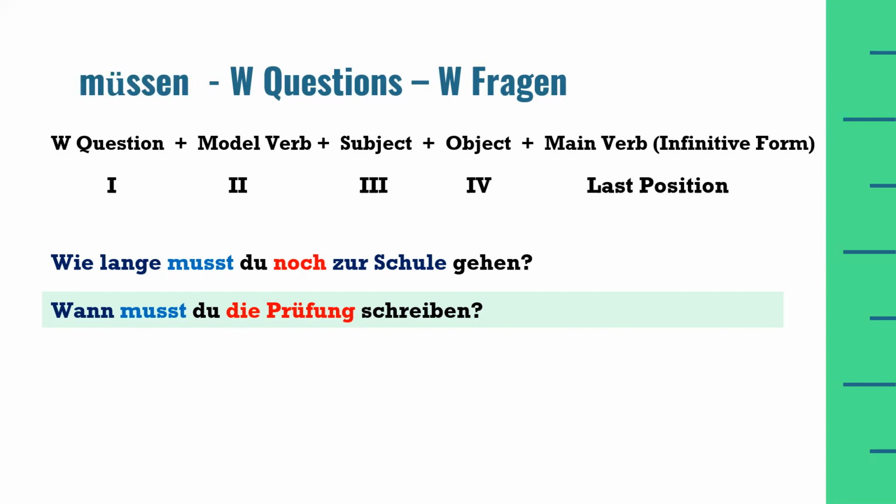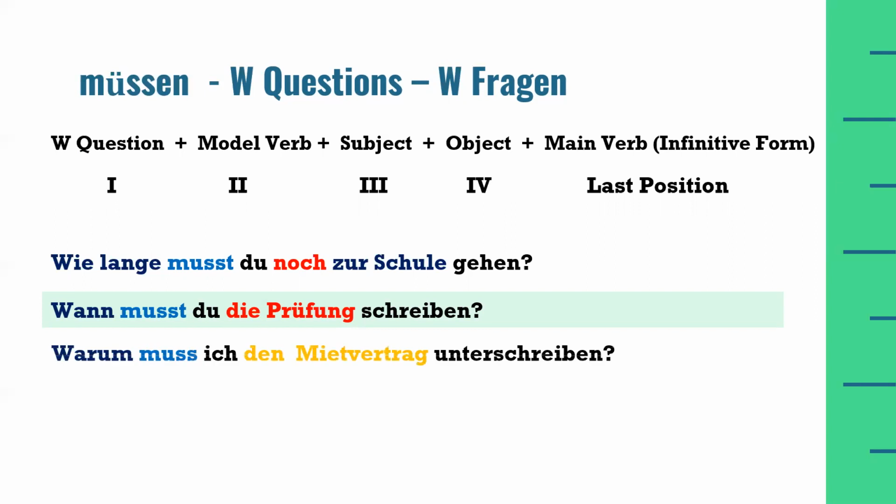At second position, we use the modal verb müssen, and we conjugate it according to the subject. The subject in this sentence is du. Then comes the object, which is die Prüfung, which means exam, and it's a feminine noun. Schreiben is the main verb of the sentence, which comes at the last position.